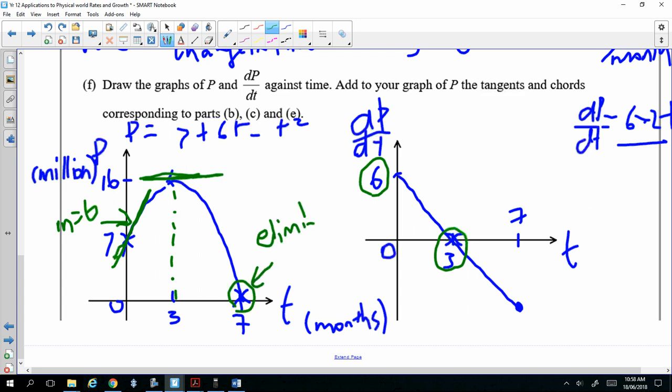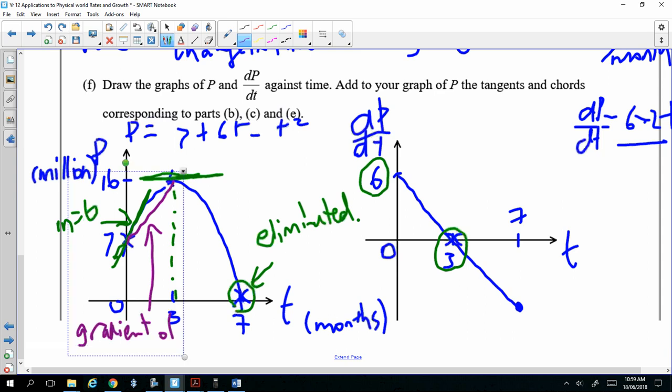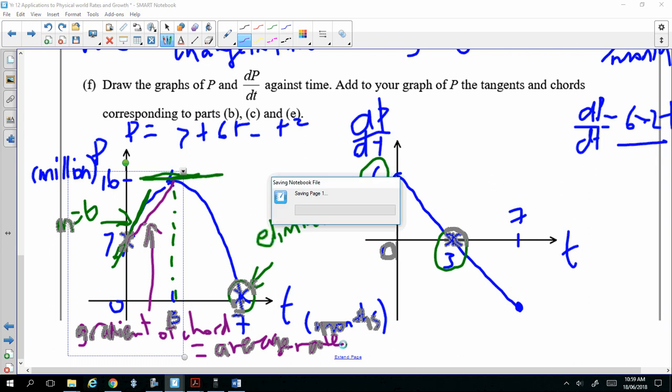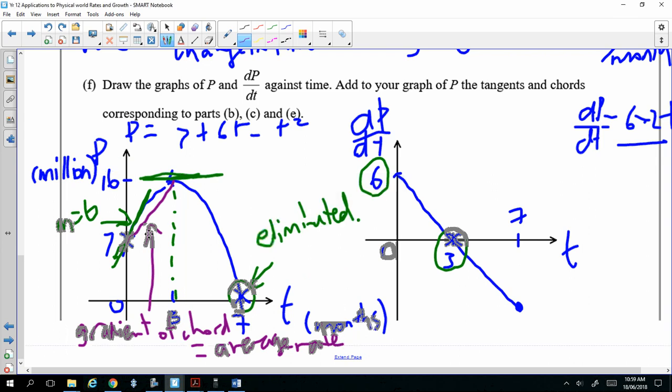What else are there? We also have the average rate for 3 months. That's the average rate. Average rate was this. So that's the gradient of the chord. Gradient of chord equals the average rate. So the instantaneous rate is the tangent. The average rate corresponds to the gradient of the chord. Okay, so it's equal to 3 million cockroaches per month.